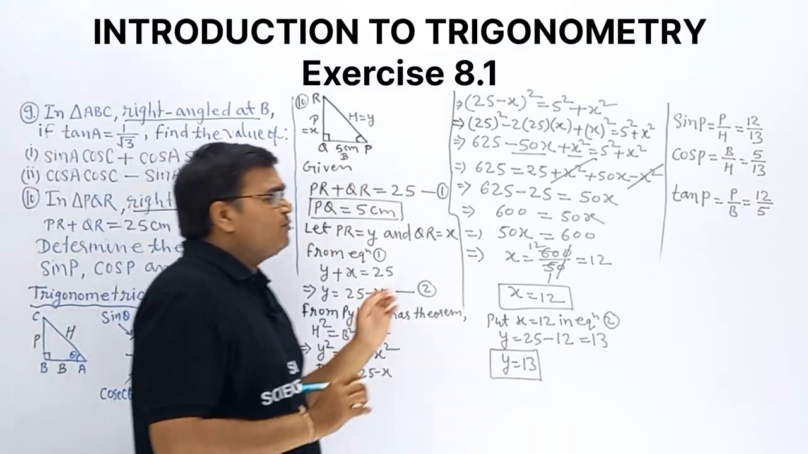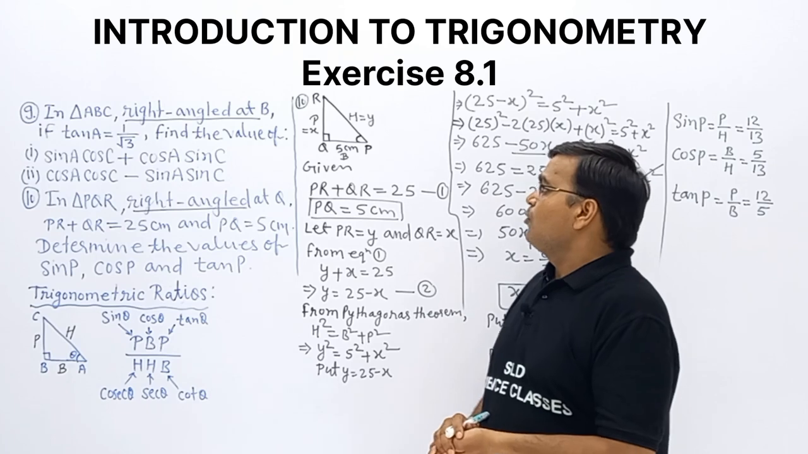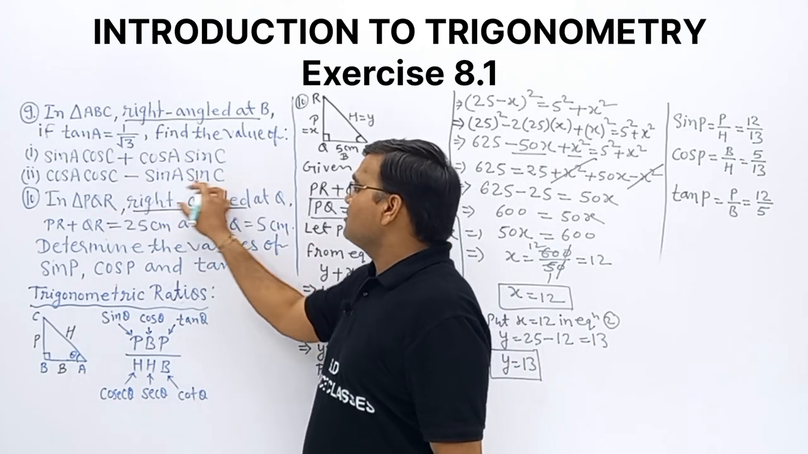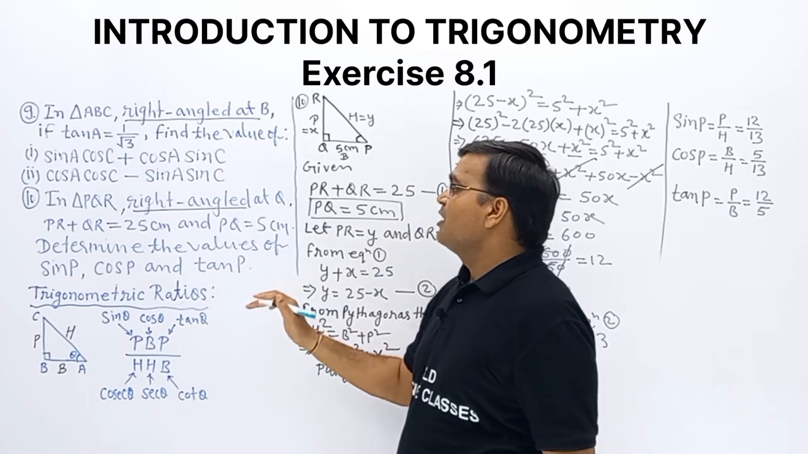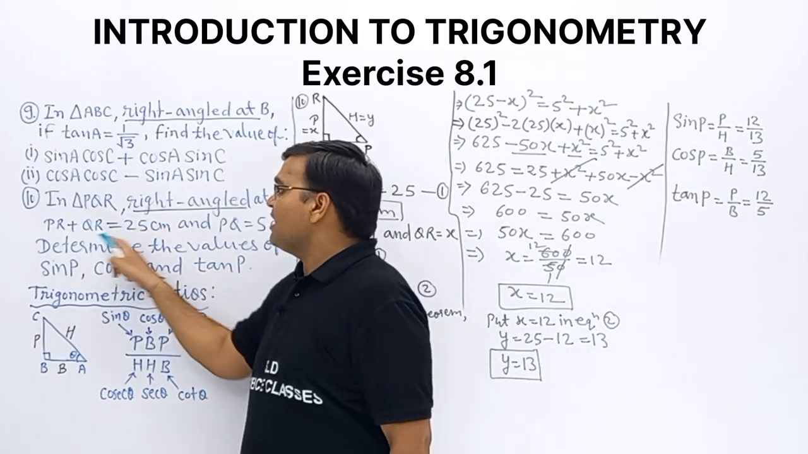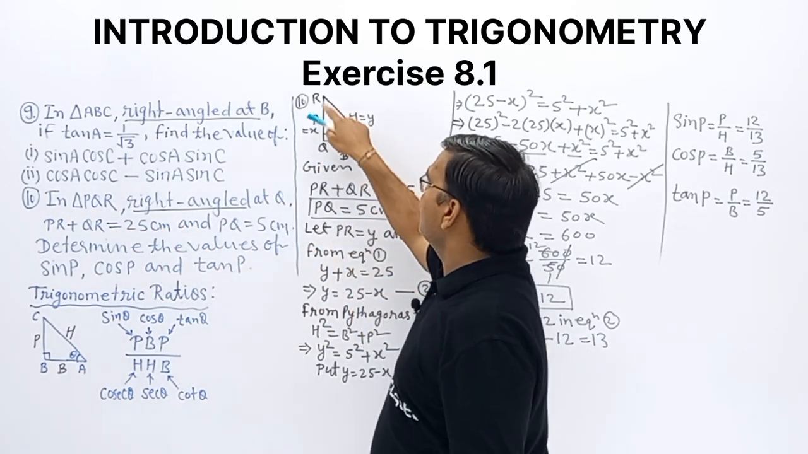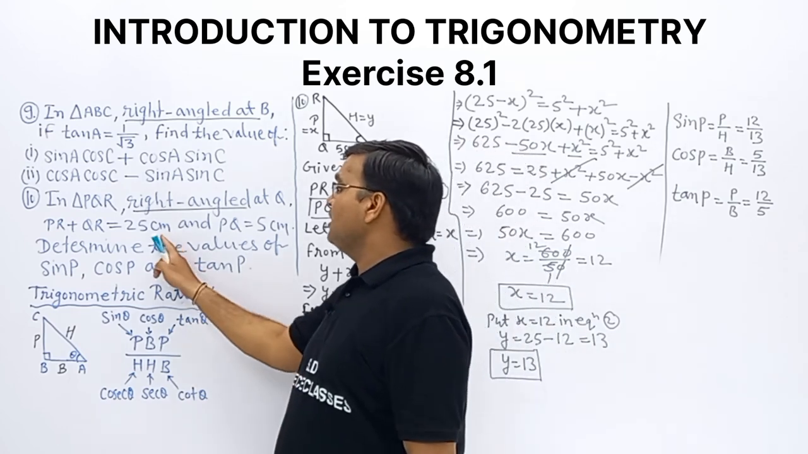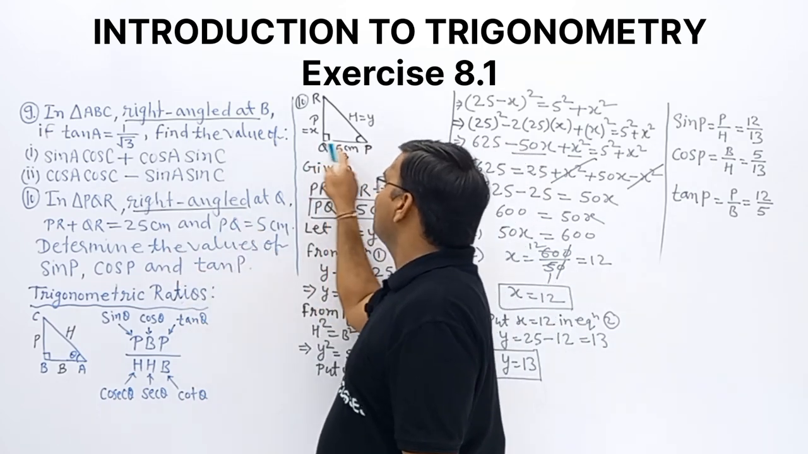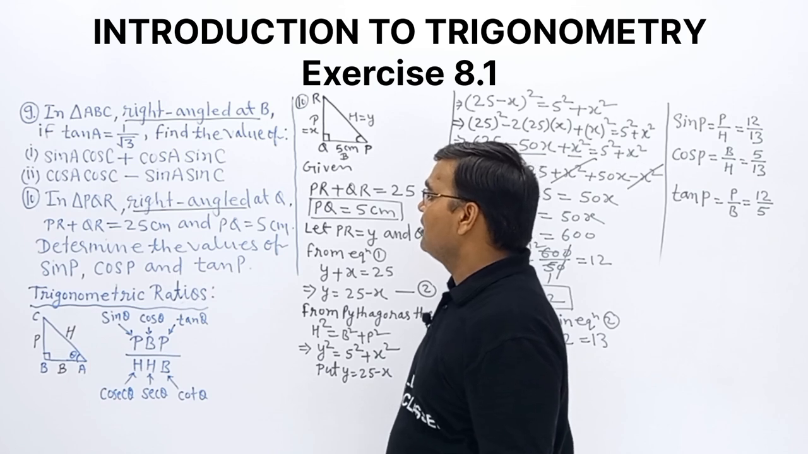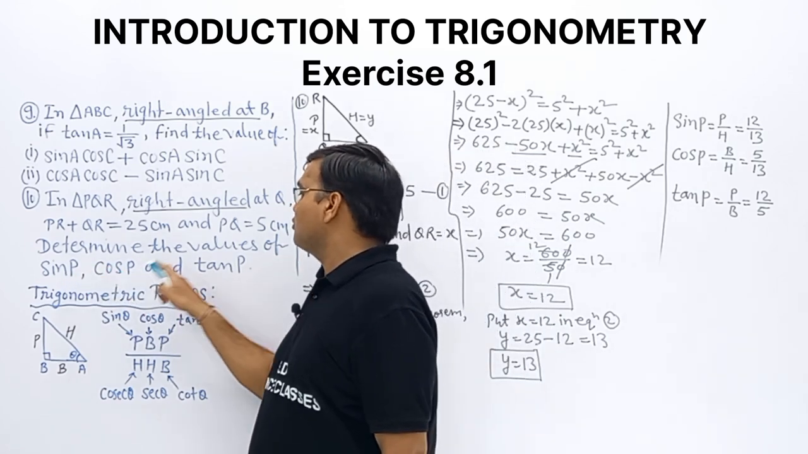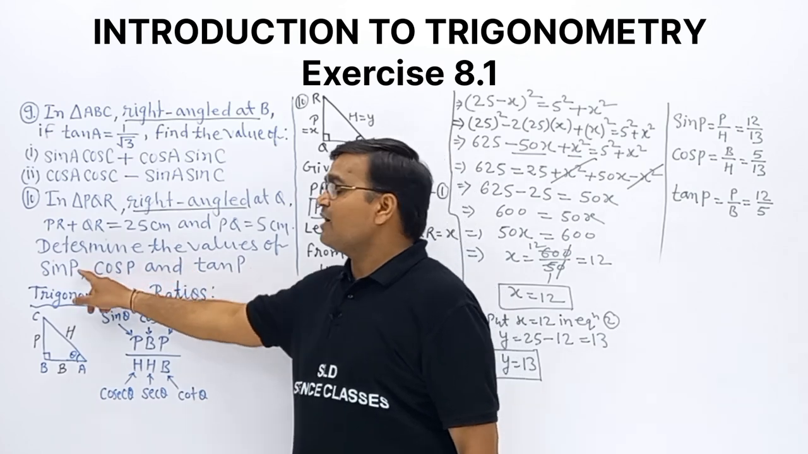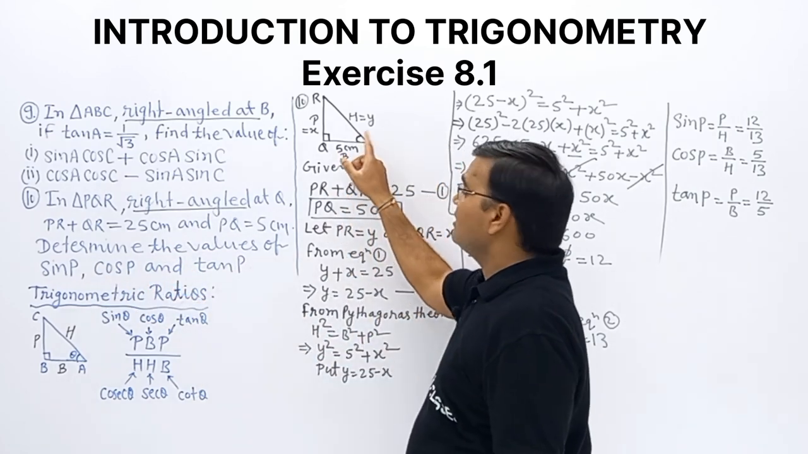Observe again, I am revising in 1 minute. We have one triangle PQR and it is right angled at Q. But we have one relation: PR plus QR, the sum of both sides, is 25 centimeter. And PQ is 5 centimeter. Determine the values of sin P, cos P, tangent P. We want 3 ratios. P is an acute angle, so we are considering this as an acute angle.